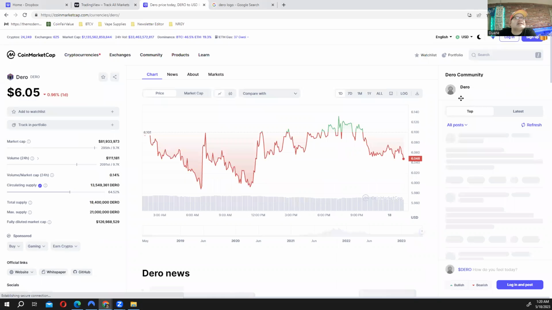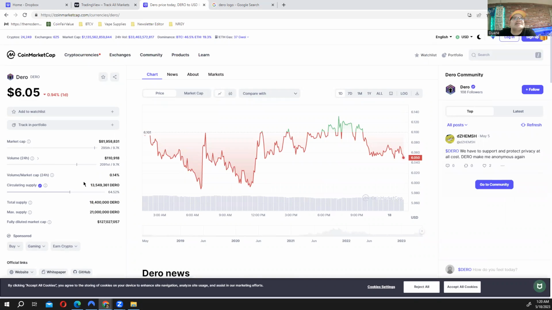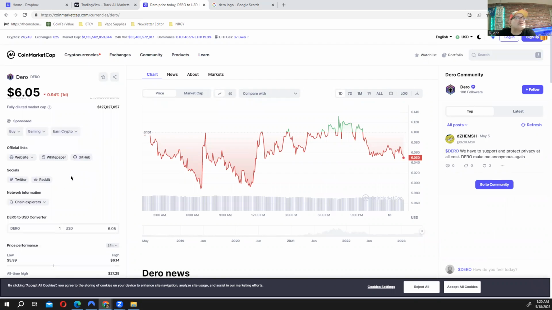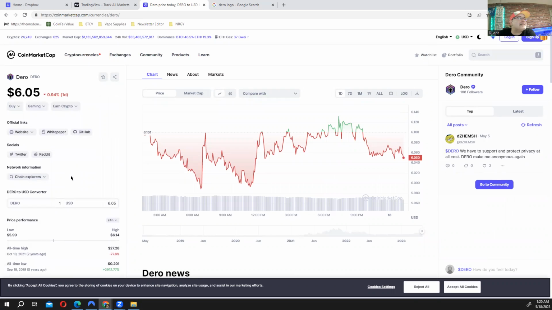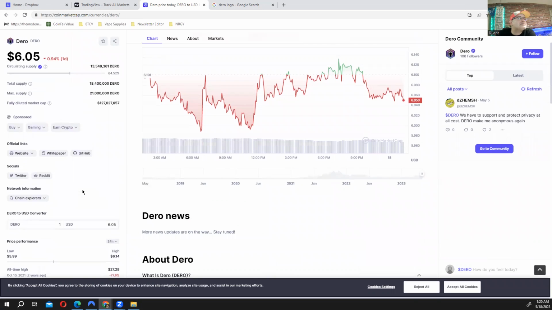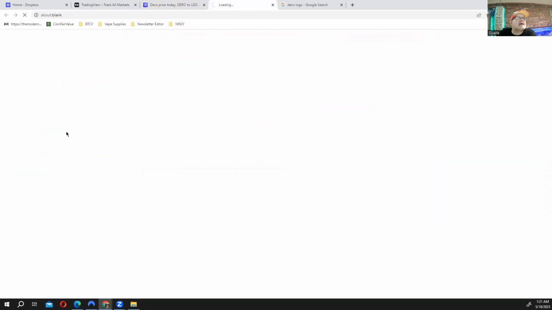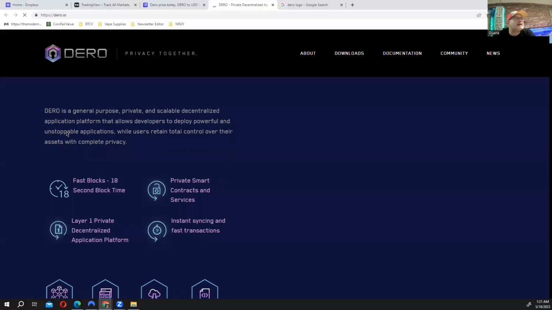First of all, let's look at exactly what it is Dero does. I was kind of looking over this coin, and it's an interesting coin. I think it has some really good fundamentals to it, and then we'll do a technical analysis on it. First of all, let's go to the website and take a peek at it, learn a little bit about Dero.